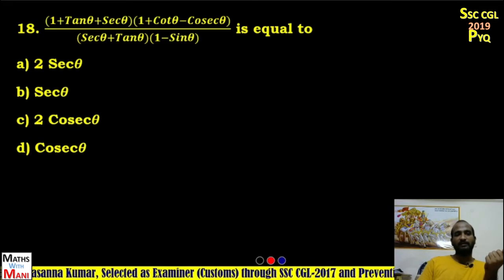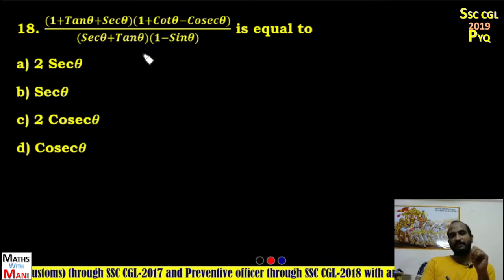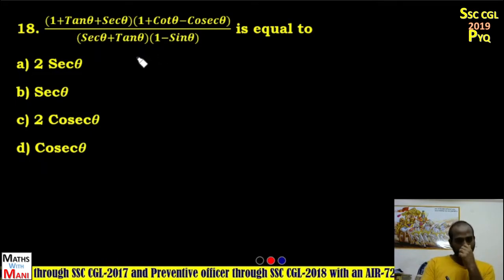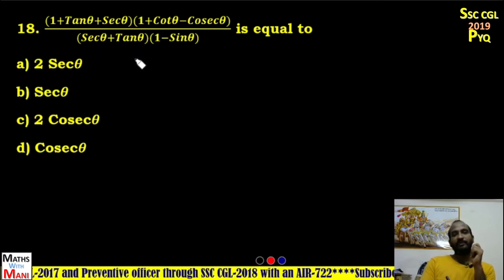Next, the 18th one. (1 plus tan theta plus secant theta) into (1 plus cot theta minus cosecant theta) by (secant theta plus tan theta) into (1 minus sin theta) is equal to how much? Very simple thing.